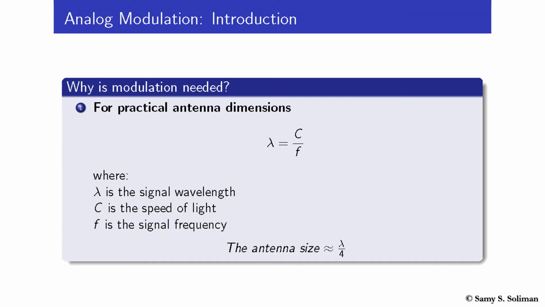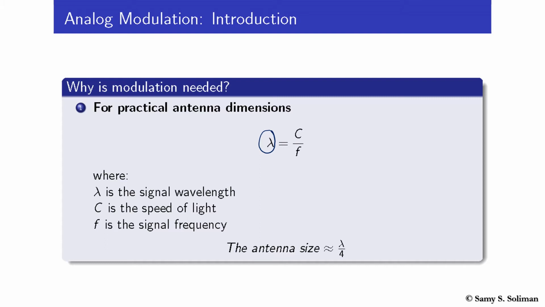In order to radiate an electromagnetic signal from an antenna, the size of the antenna should be proportional to the wavelength of the signal. And of course, we know that the wavelength is equivalent to c over f, where c is the speed of light and f is the frequency of the signal.